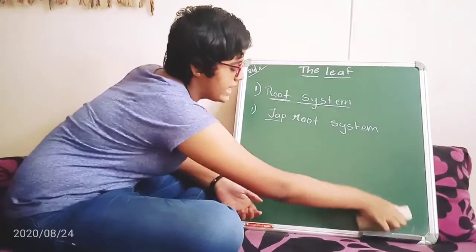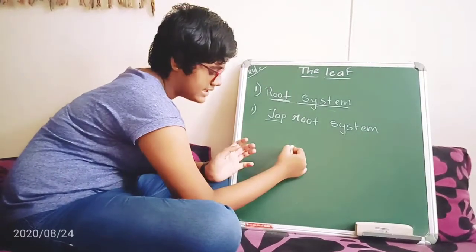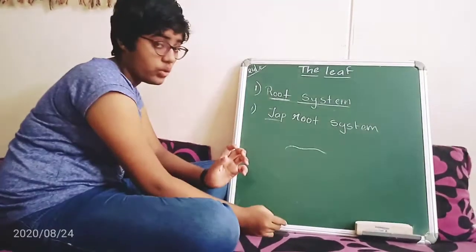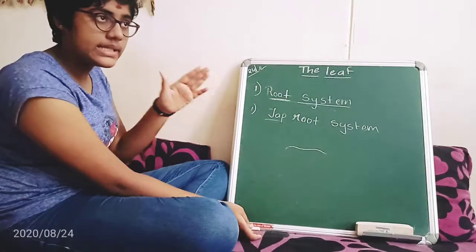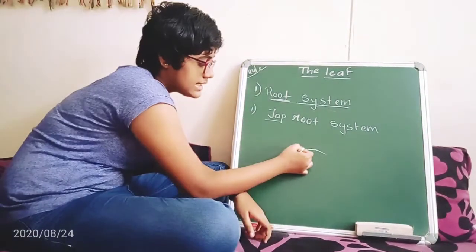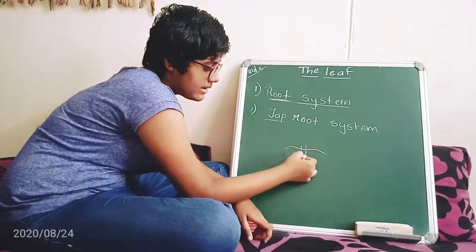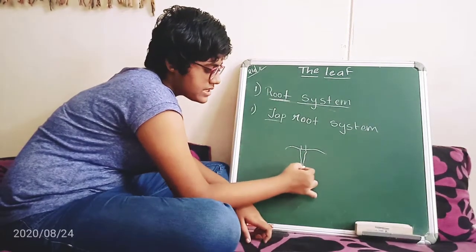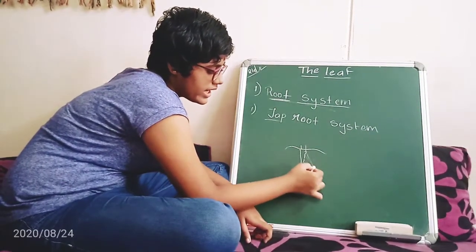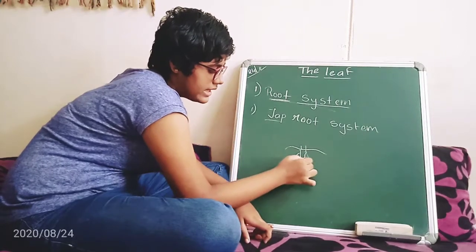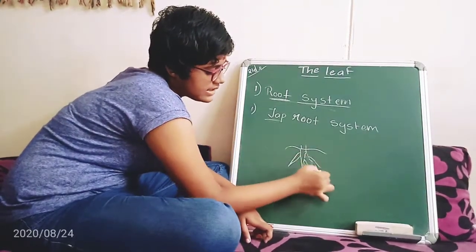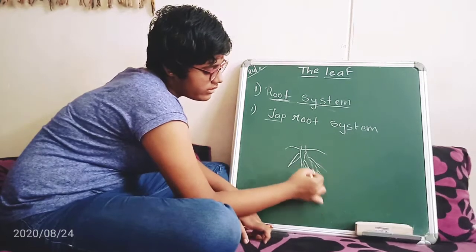Once I'll draw again. Again this is the ground. Ground is not always plain. This is the stem. From the stem the main root comes and branches. Now it's clear. Branches, and these are the root hair.